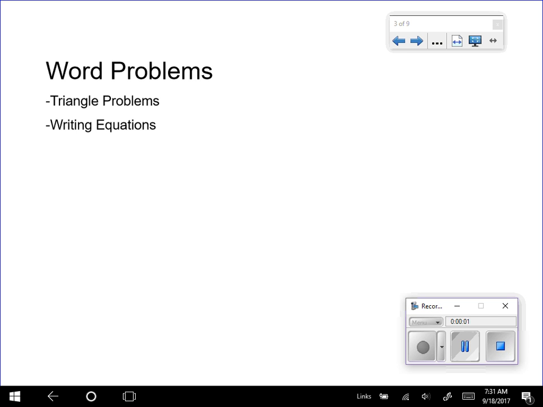Back to Math with Miss Swartz. Today we're going to focus on word problems. We'll do a few word problems that are pretty typical of the word problems you've seen in the past, and we'll figure those out using equations.